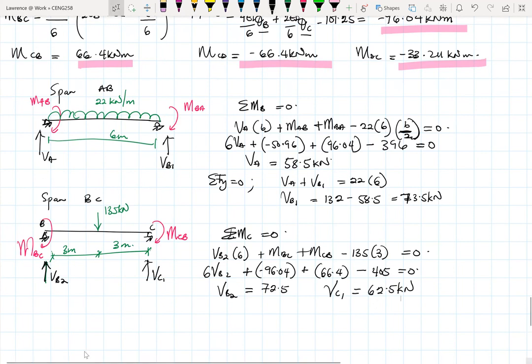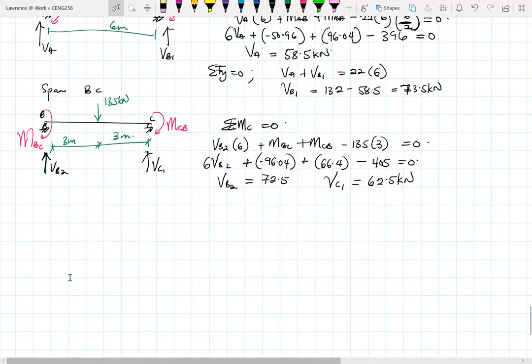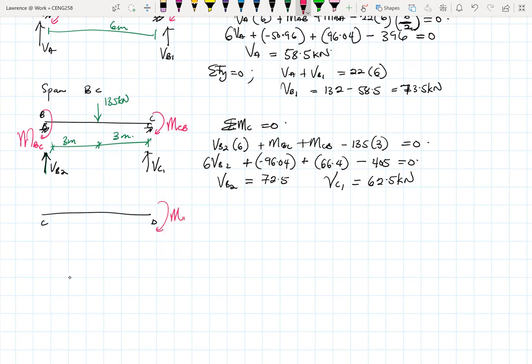Then the last span, which is span CD. We have MDC and then MCD. There's no external load on it, so we just ignore that one. This is 4.5 meters, and we want to find VC2 and then VD. So summation of moment at D equals 0. So we have VC2.